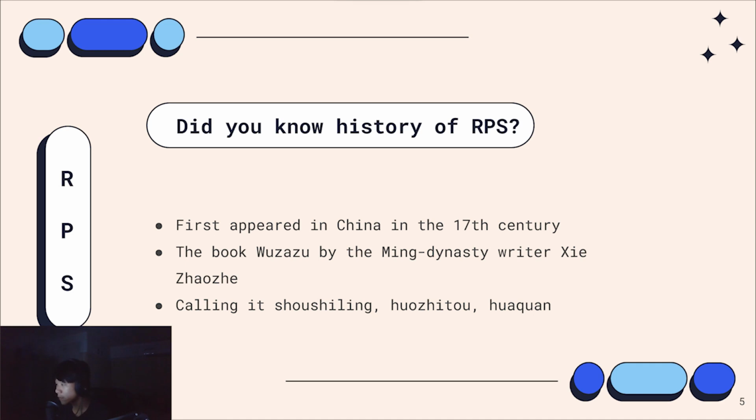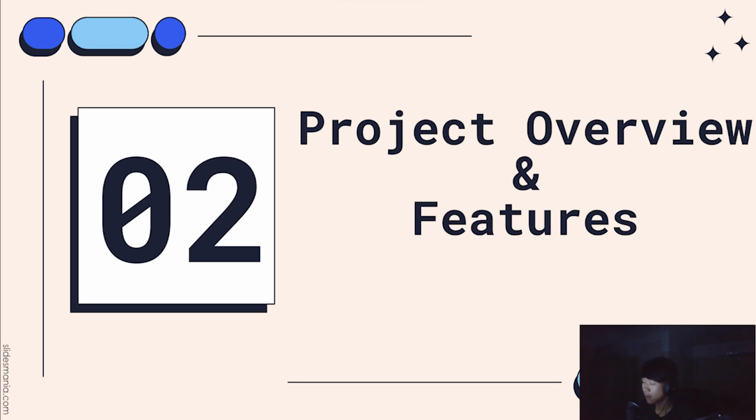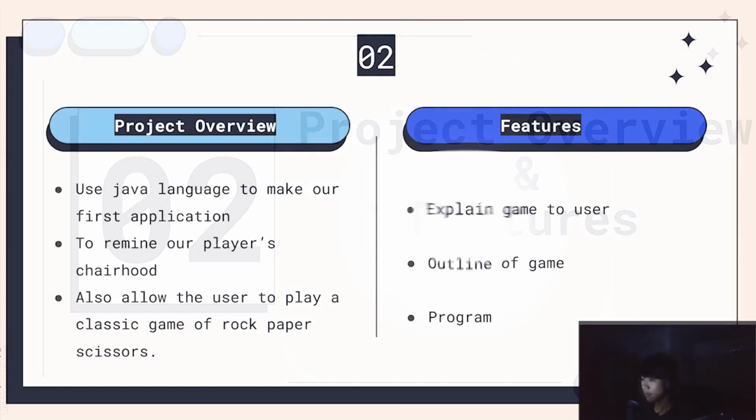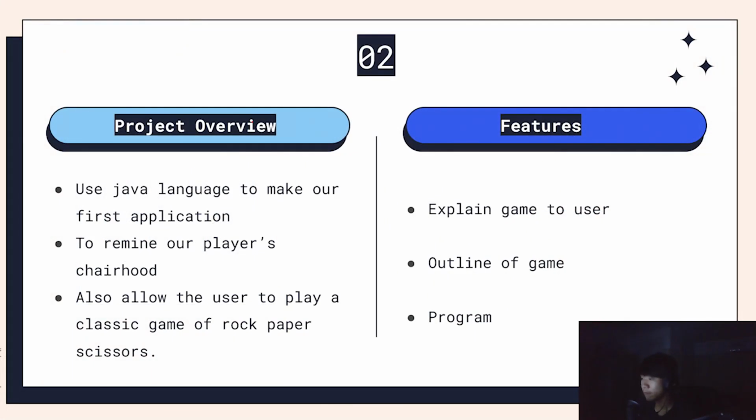And the next one, I'm going to talk about the project overview and features. Here is our project overview and features. The main point of our project overview is that we tried to do this game because we just want to use the Java language to make our first application.